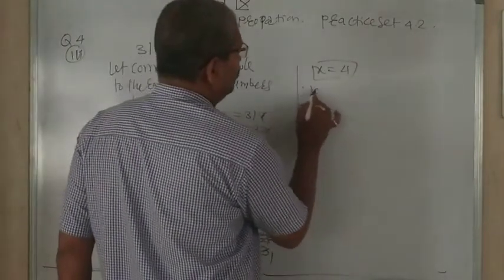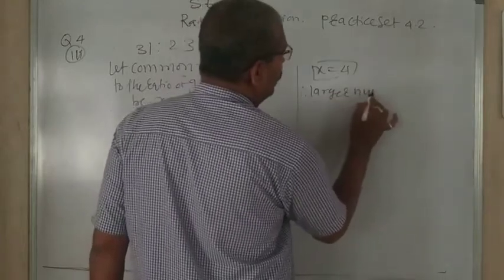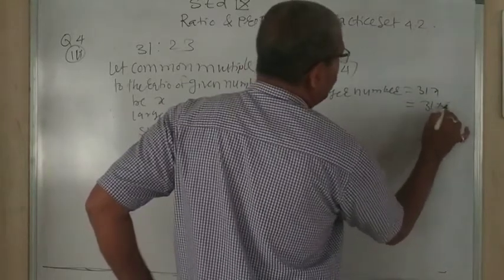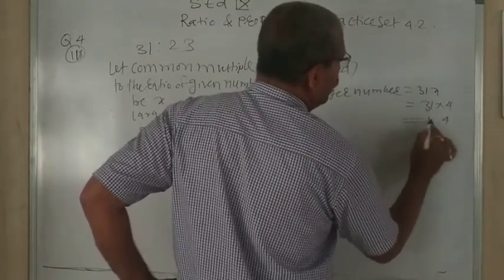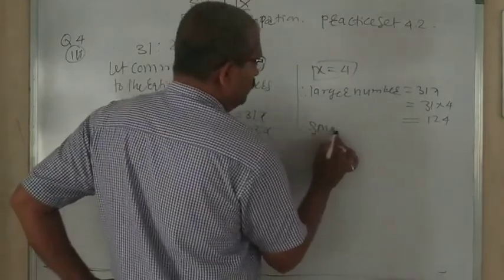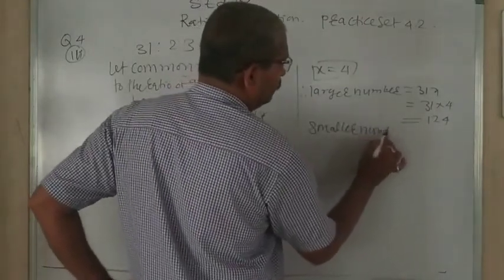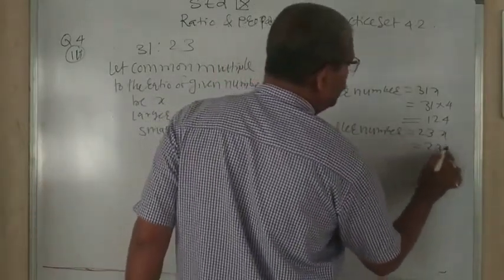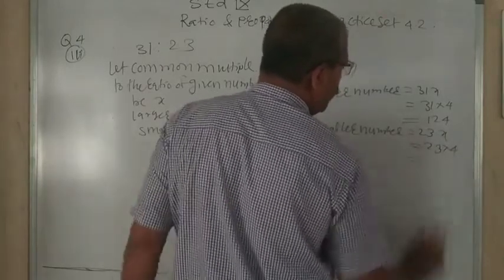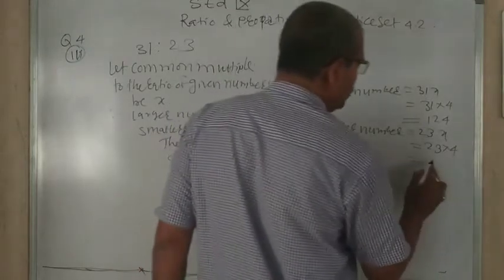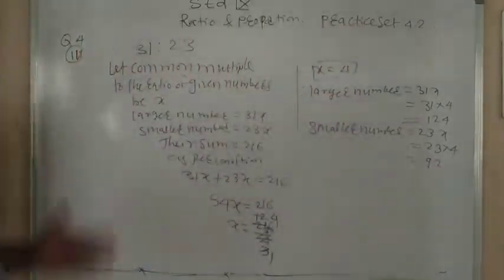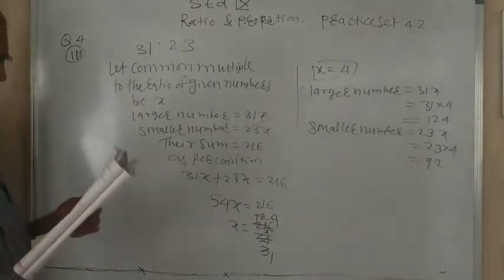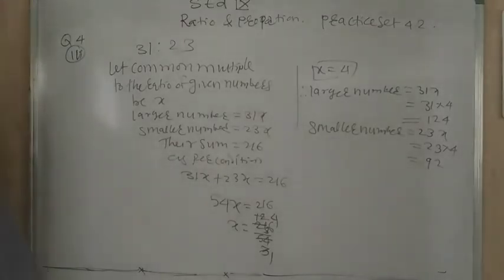Therefore, the larger number is equal to 31x, which means 31 into 4: 4 ones are 4, 4 threes are 12, so 124. Now the smaller number is equal to 23x, which means 23 into 4: 4 threes are 12, and 92 will come. Okay. By this way, question number 4 is completed. In a similar way, now you can solve the next.